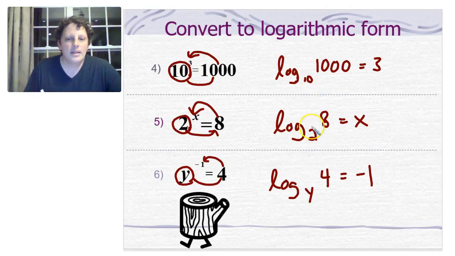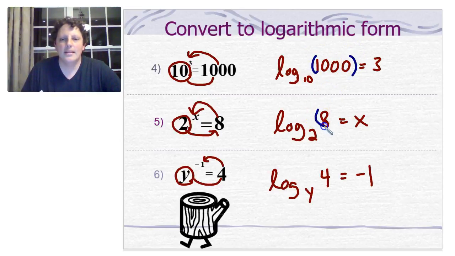It doesn't blend in. If you put the 2 too high here, it looks like 2^8 rather than log base 2 of 8. We don't want that. Another thing you can do to make sure your logarithm looks good, and that your base is separate from what's inside, is add parentheses around the part that's inside. And this lets the person know that this is what's inside your logarithm and the other part is the base.